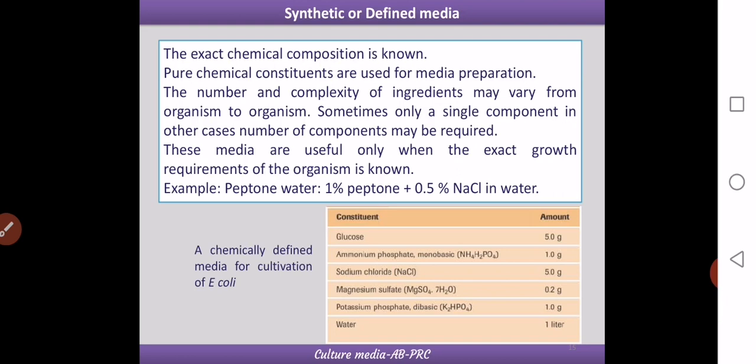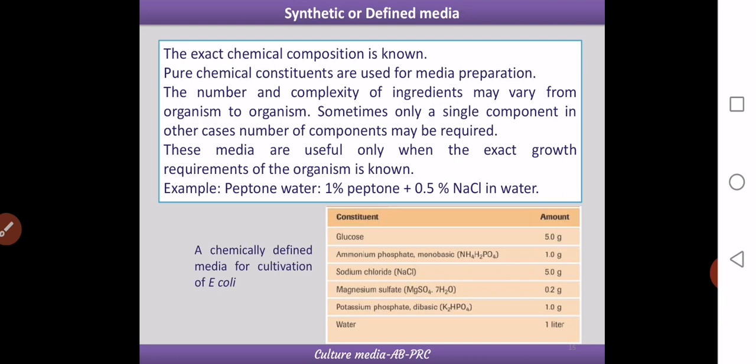Glucose is a pure chemical which has carbon, hydrogen and oxygen, and could also be used as an energy source. Then ammonium phosphate will provide ammonium and phosphorus. Sodium chloride will provide sodium, Na+ and Cl-, and also maintain the osmotic balance. Magnesium sulfate provides Mg2+ and SO4 2-, so sulfur and magnesium. Then potassium and phosphorus will be provided by potassium diphosphate, etc.